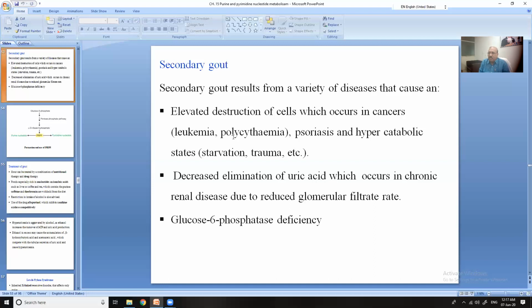Apparently, primary gout is more apparent, but secondary gout is also there. And secondary gout is because of the elevated destruction of the cells. If cells are destroyed, then elimination of uric acid is reduced, which occurs in chronic renal disease due to the reduced glomerular filtration rate, GFR is decreased, and glucose 6-phosphate deficiency. They all are included in secondary gout.